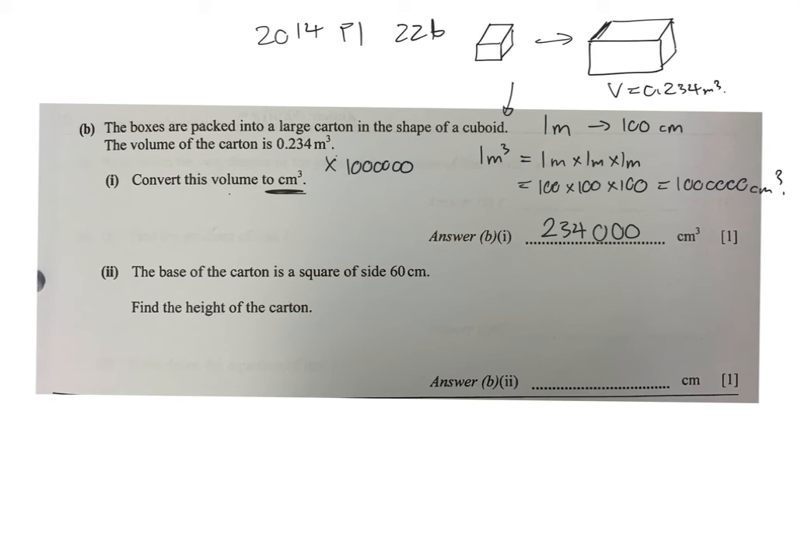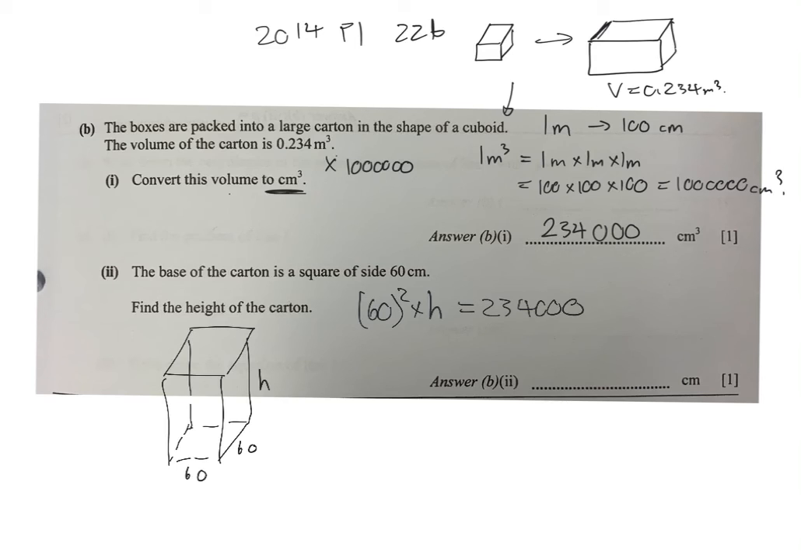Alright, so continuing, the base of the carton is a square of side 60 cm. So basically it looks something like this, maybe. Square of side 60, find the height of the carton. We already have the volume, right? So basically, base area 60 square times height should give me 234,000. Hence, what is H? Exactly. That's it.